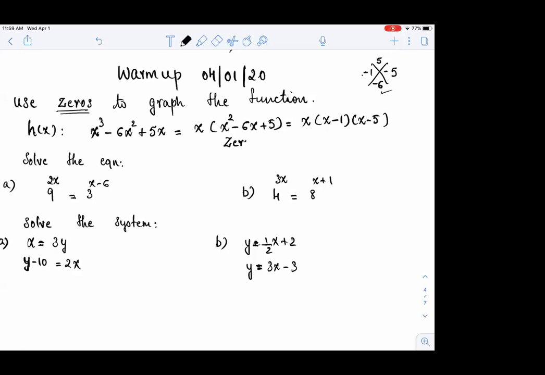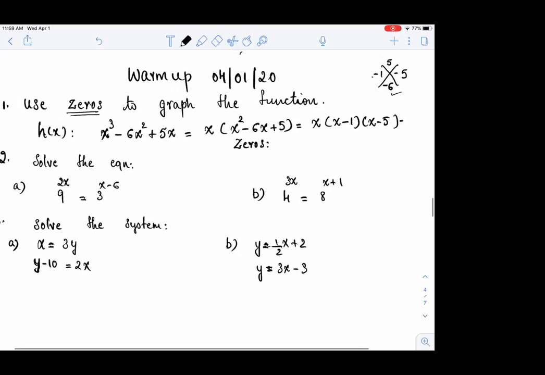So what are the zeros? You set this equal to 0 to get the zeros. And you get x is equal to 0. Then you take the second factor and set that equal to 0, and you get x is equal to 1. Then you take the third one, which is x minus 5, set that equal to 0, and that gives you x is equal to 5. So how many zeros do we have? 3. That's because the degree of this polynomial is 3. This is a cubic equation. That's why we have 3 zeros.